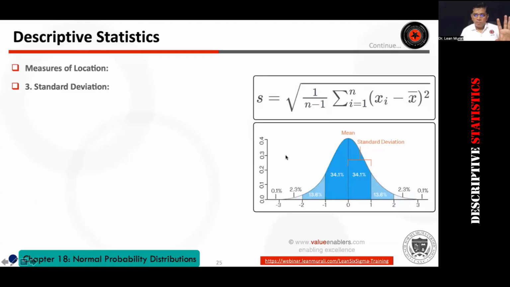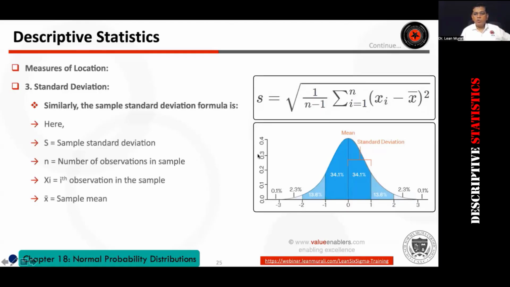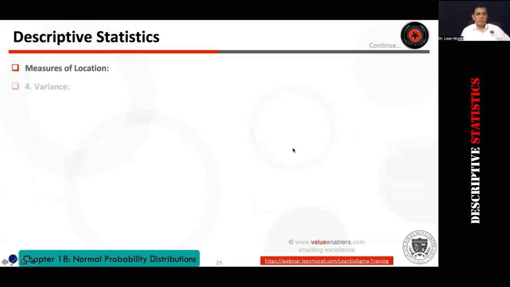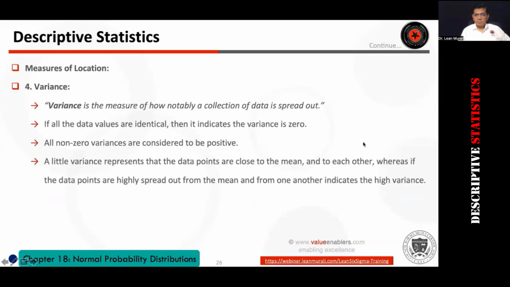Earlier we spoke about population and now we are talking about the sample. Only two things are changed. This S is the standard deviation of the sample, while sigma is the standard deviation of the population. Here X bar is the average of the sample, whereas mu was the average of the population. That's the only difference. Don't worry about that. Variance is, okay, the square of standard deviation.